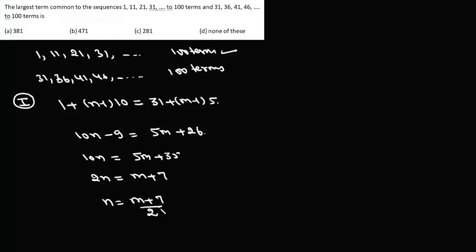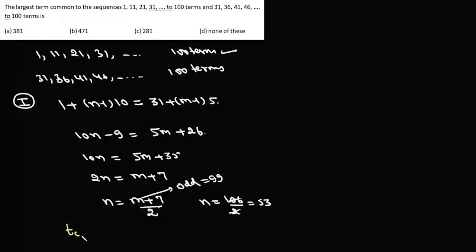So the terms which are common to these series must satisfy the criterion that n must be equal to m plus 7 by 2. Now since m and n are positive integers, that means m must be an odd number. Now we need the largest term common to both the sequences. So the highest odd value of m will be 99. In that case, the value of n will be 99 plus 7, 106, divided by 2. So it will be 53.